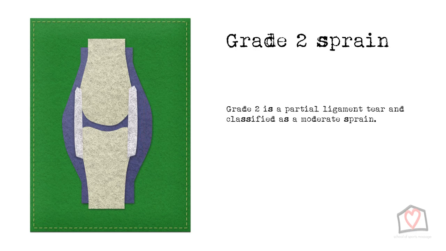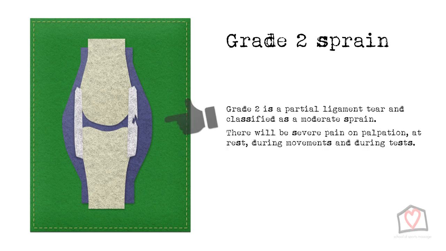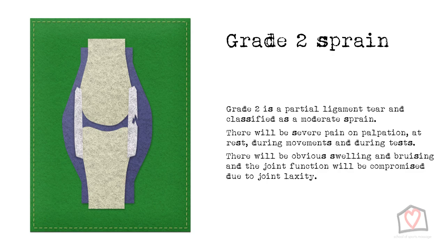Grade 2 is a partial ligament tear, or classified as a moderate sprain. There will be severe pain on palpation, when at rest, on active and passive movements and stress tests. There will be obvious swelling and bruising, and the joint function will be compromised due to joint laxity.